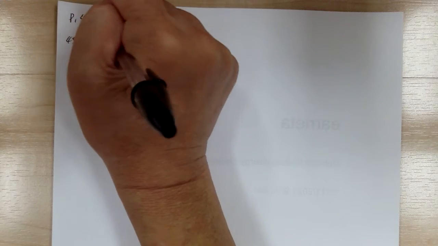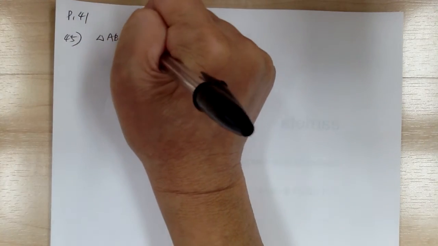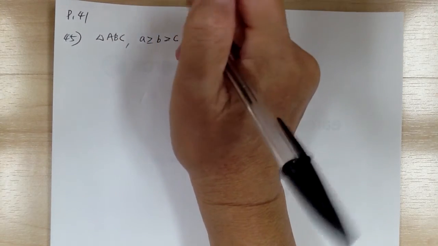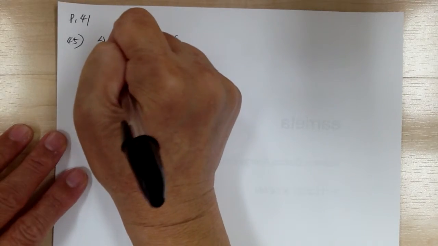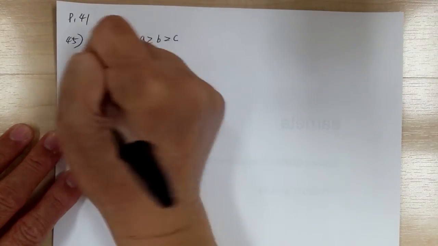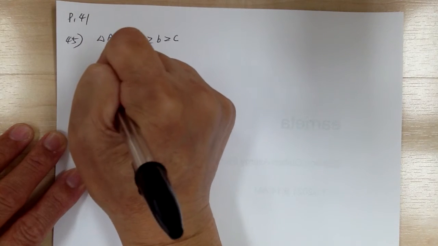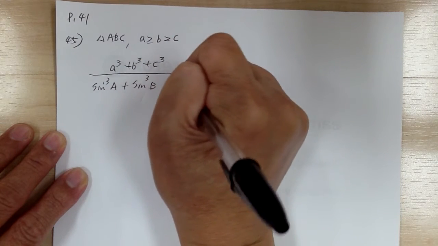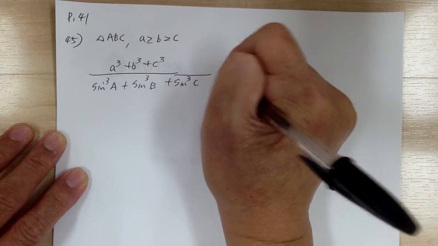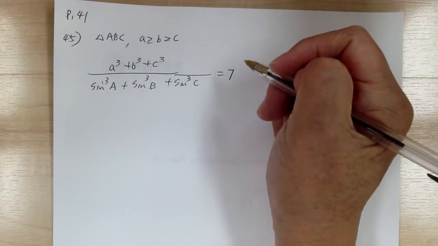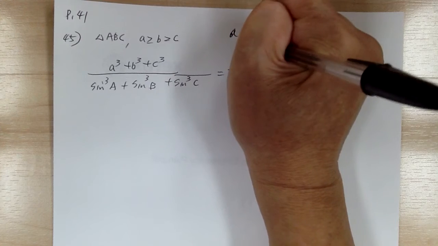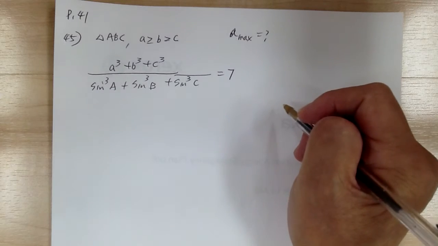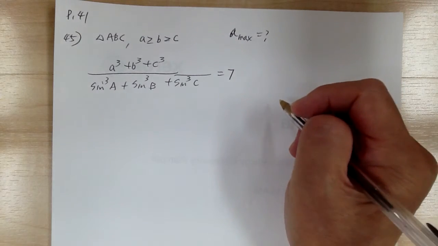Okay, so you have a triangle ABC, and A is greater than or equal to B, greater than or equal to C, and you're given (a cubed plus b cubed plus c cubed) over (sine A cubed plus sine B cubed plus sine C cubed) equal to 7. You want to compute the maximum value of a. So a max equals question mark.